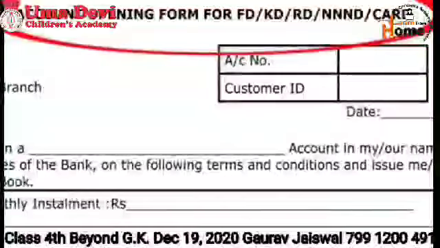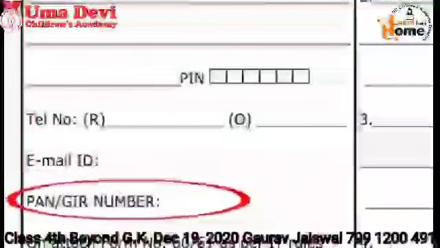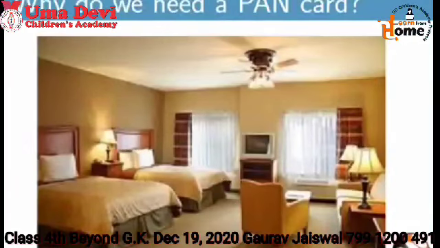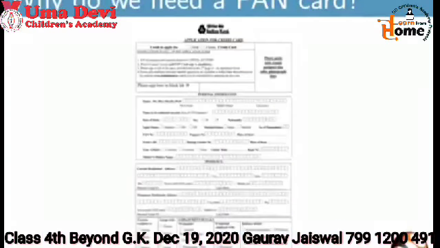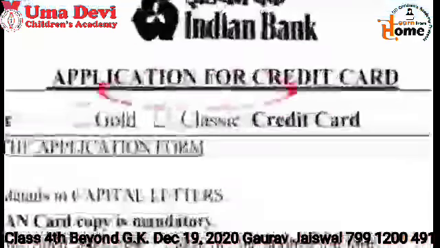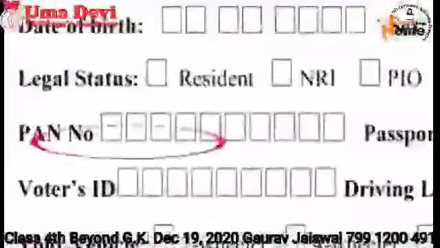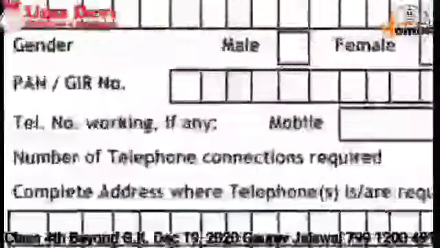For fixed deposits of more than 50,000. Payment to hotel bills and travel expenses exceeding Rs 25,000. Application for issue of a credit card. Application of telephone connection.